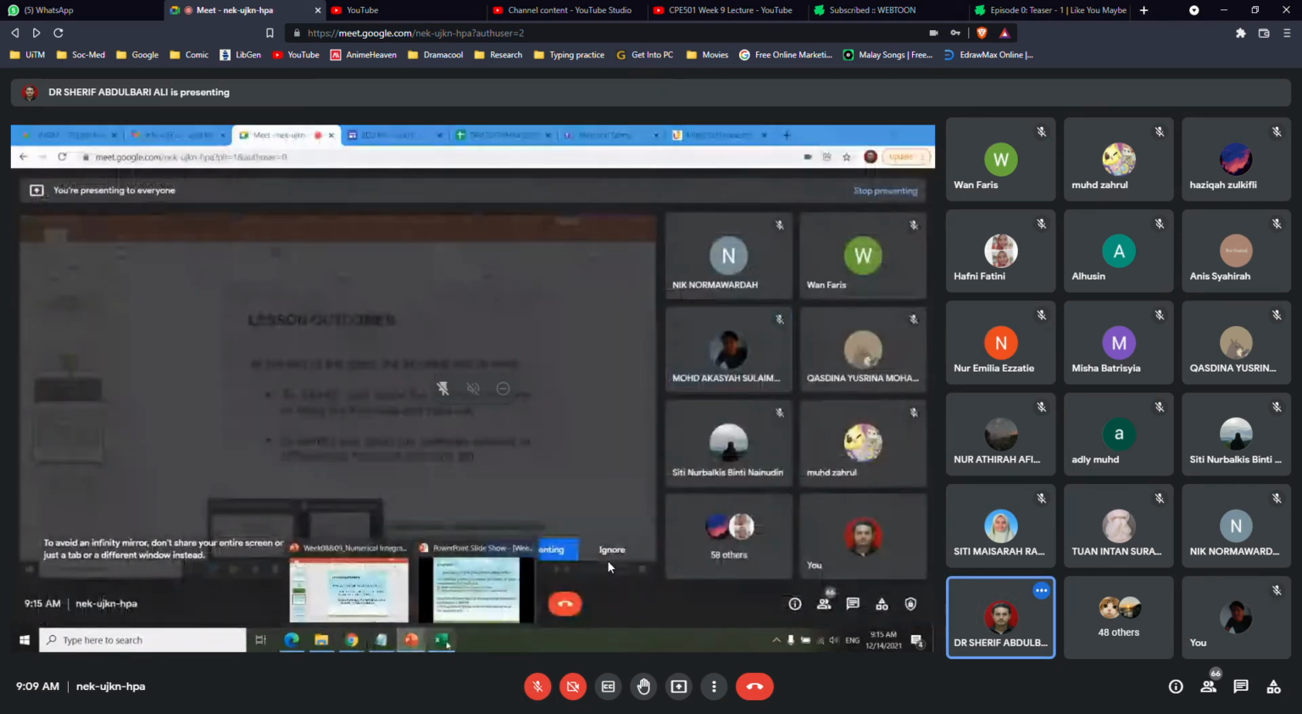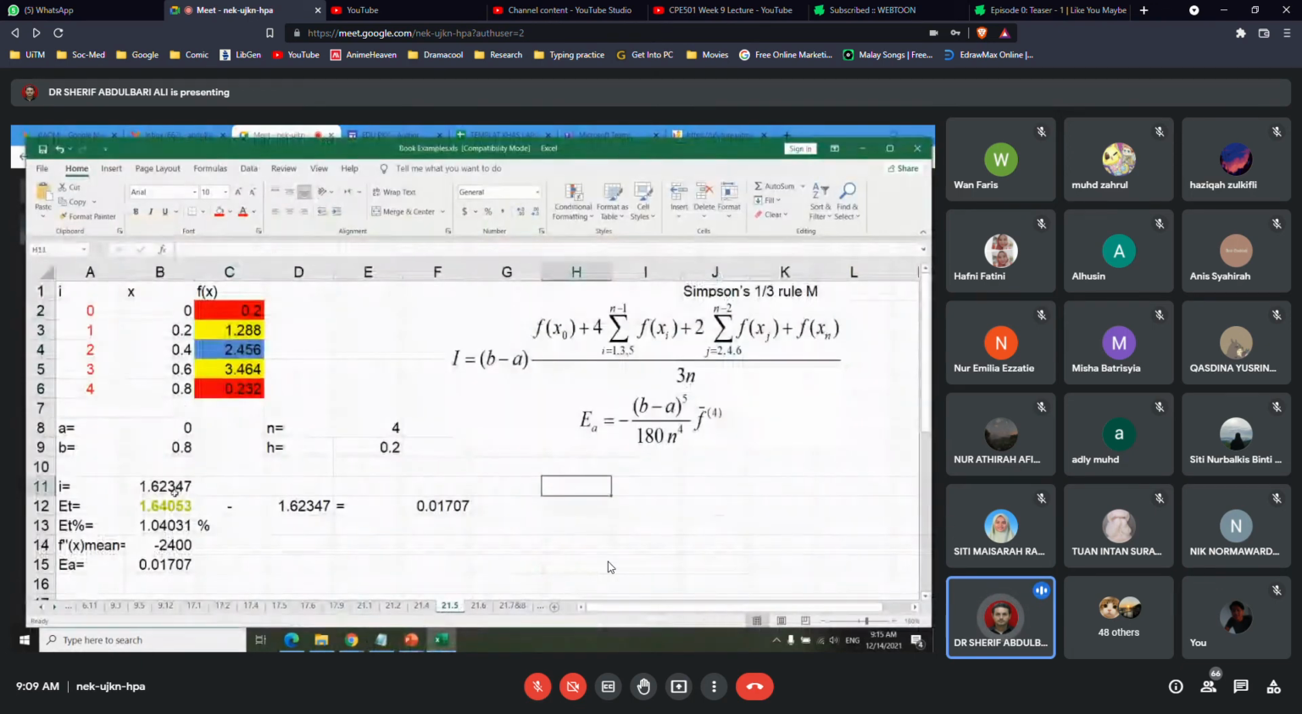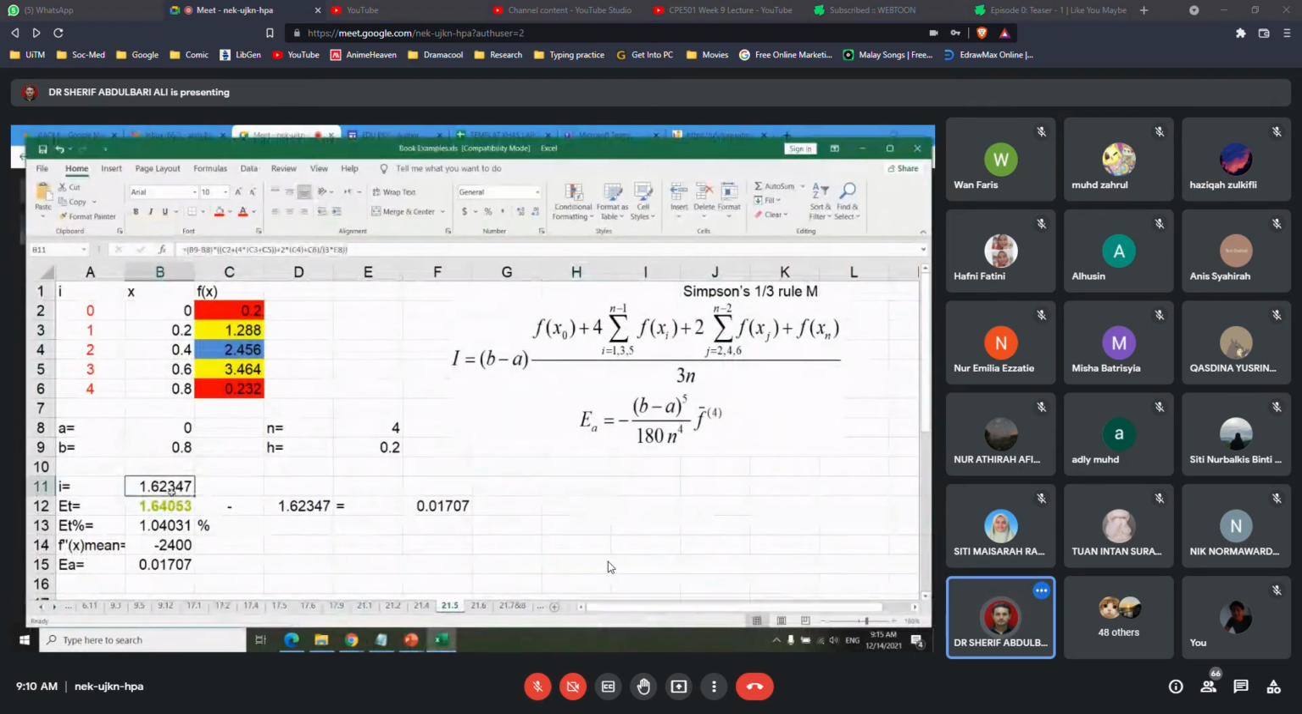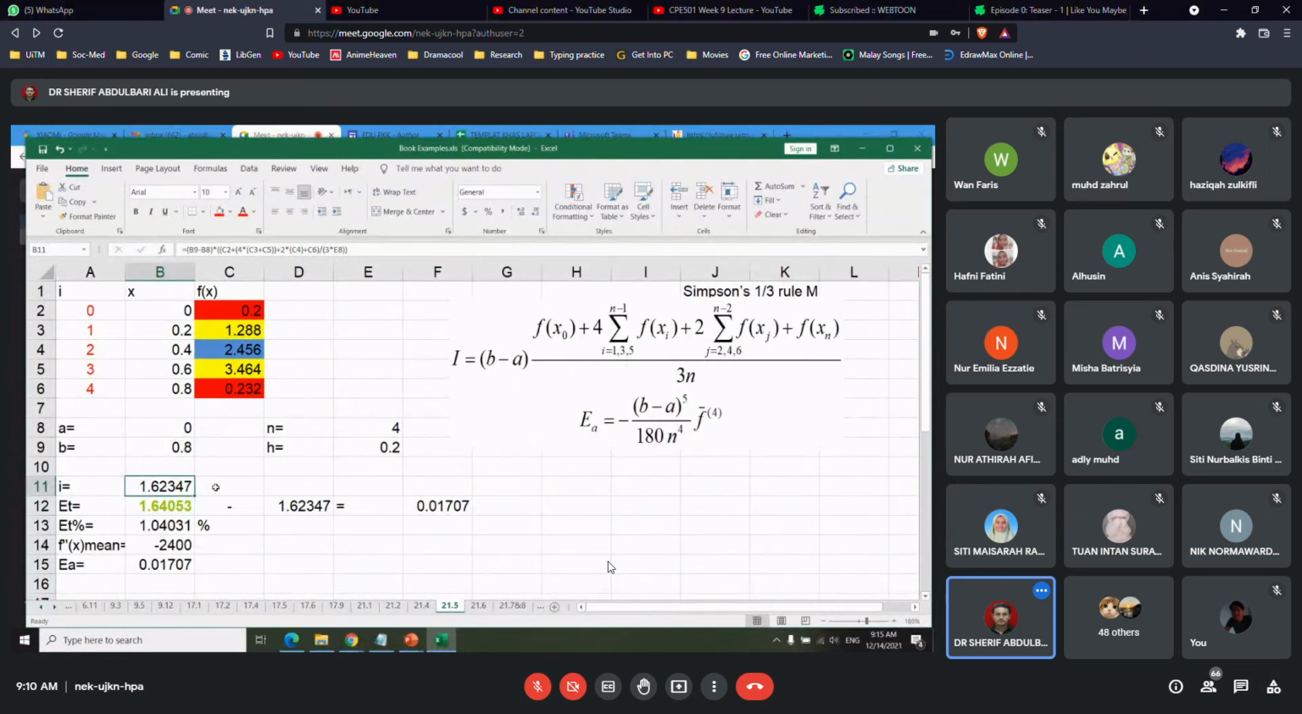Okay. So when you are done with your calculation, you are going to get the answer of 1.62347. Try. And also try to calculate the approximate error, which is 0.017.